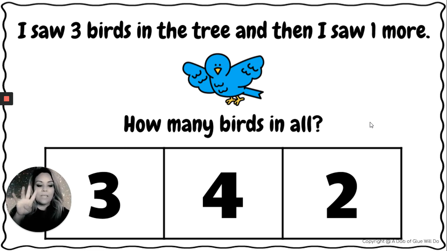That's right, 4. Say the sentence starting with 3. Get ready. 3 plus 1 equals 4. Write it. All right, now let's break it apart, starting with the whole number, which is 4. That's right. 4 equals 3 plus 1. Write it.